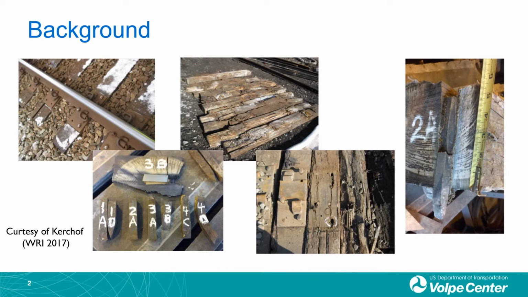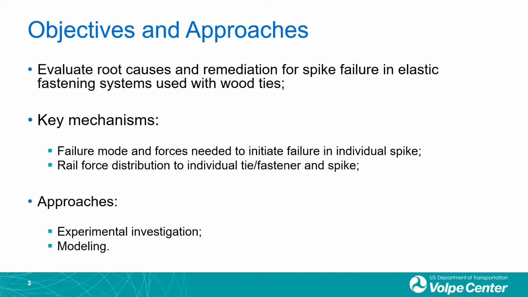This slide shows the pictures taken after the derailment in Vandergrift, Pennsylvania. In this picture, the timber ties were severely damaged. You can also see the breakage location of the spike, 0.5 to 2 inches below the surface of the tie. However, why so many spikes were broken and what the root causes for broken spikes were was not very clear at that point. So, in this presentation, we are aiming to investigate the root causes for spike failure in elastic fastening systems used with timber ties.